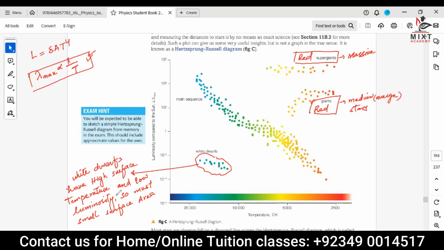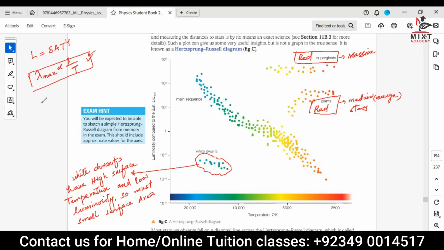Because the wavelength of the white light is very short, that's why its temperature is high. Okay. But why is its luminosity low? Because its surface area is small comparable. So that's why it is basically low luminosity.